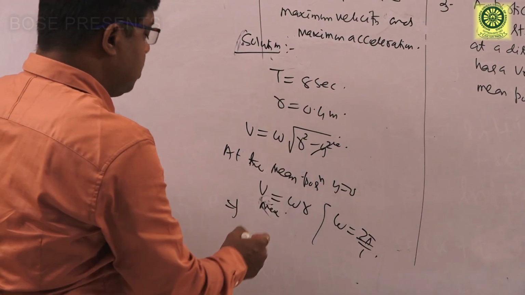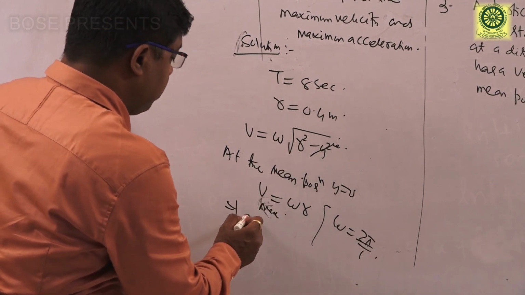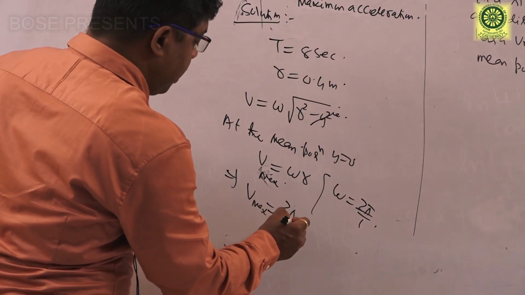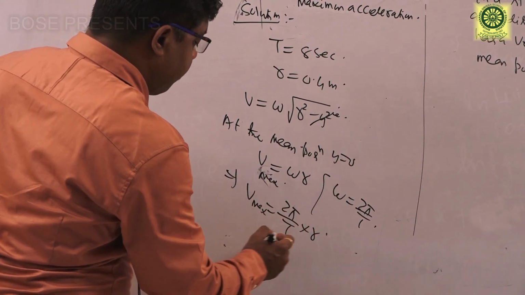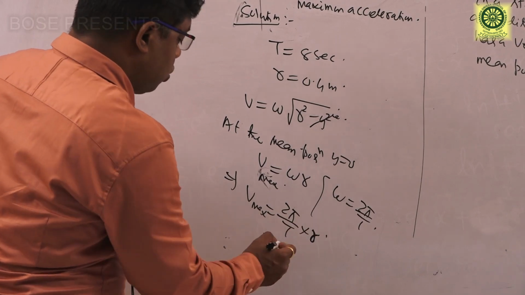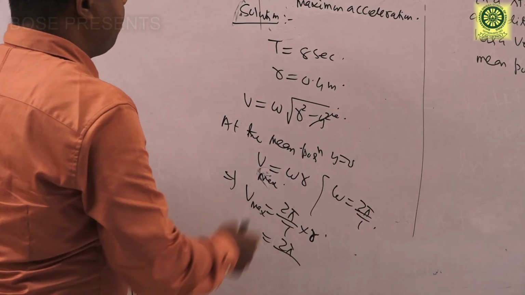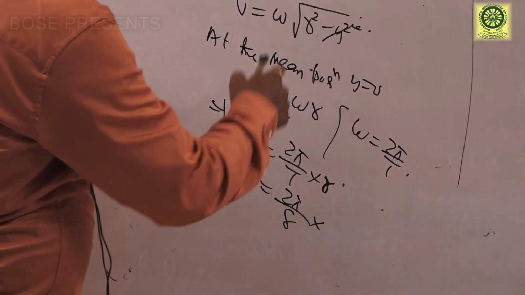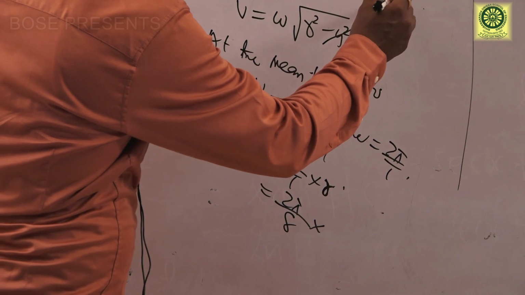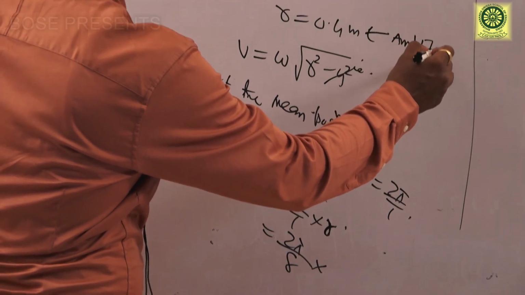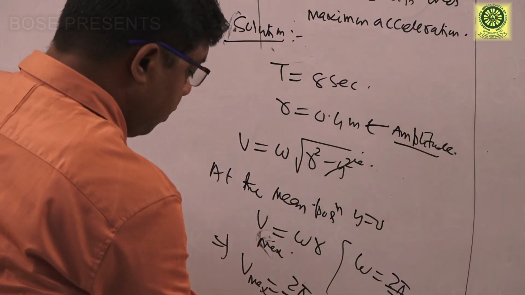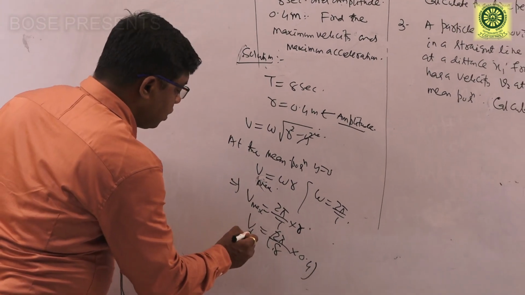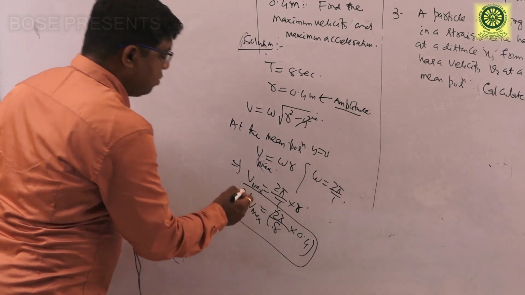So the maximum velocity V max is equal to omega into r, that is 2 pi by capital T, where T is 8 seconds, into small r, the amplitude of the particle, that is 0.4. So this is how we can calculate the maximum velocity, and by solving it we get the value.